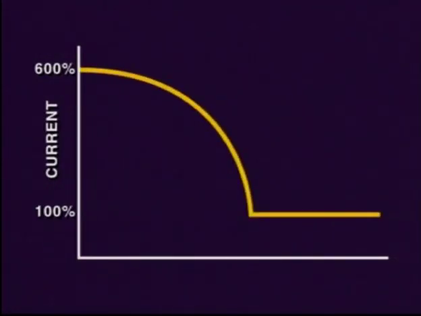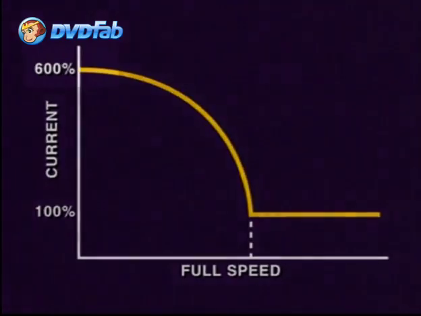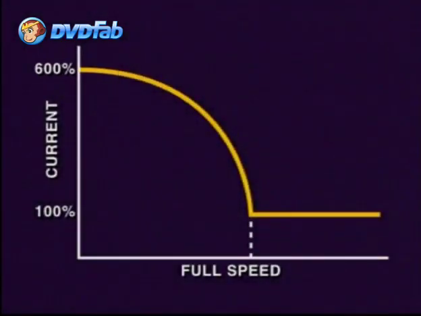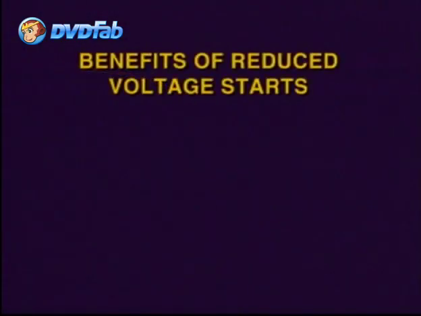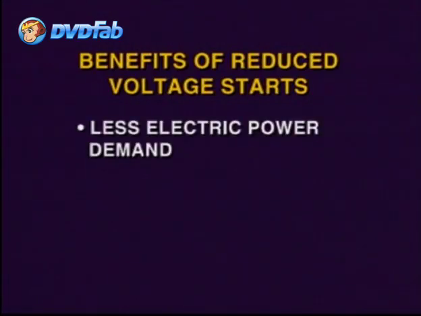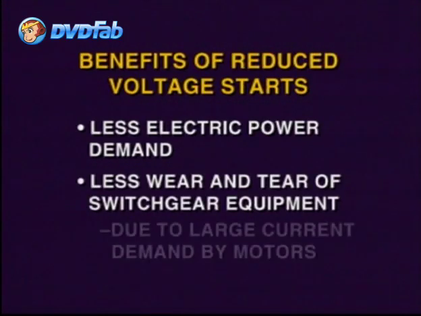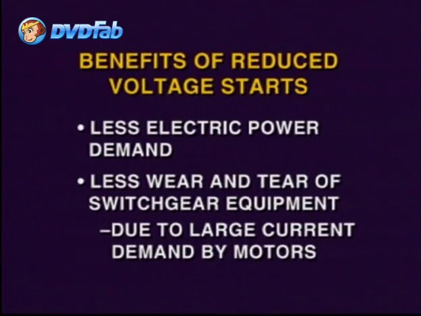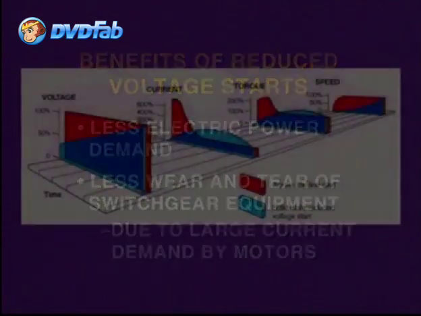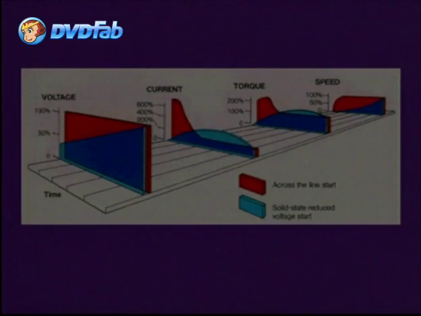The main reason for starting an AC motor at reduced voltage before accelerating to full speed is to avoid the high inrush current created by the locked rotor start. However, there are additional benefits achieved by reduced starts, such as less electric power demand from electric power utilities and less wear and tear of switchgear equipment due to the large current pulled by the motors. This is especially true in locations where there are a lot of motors and they are starting and stopping with frequency. Reduced voltage starts provide smoother transitions in current, torque, and speed of the motor.